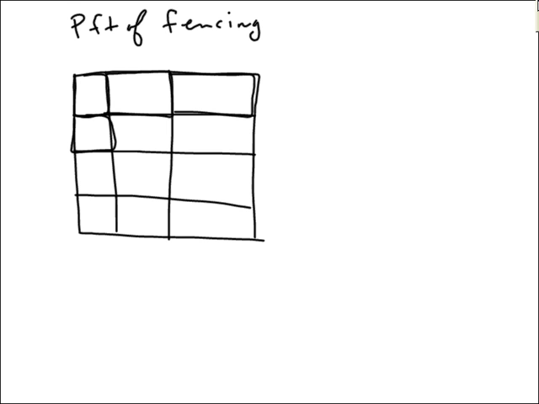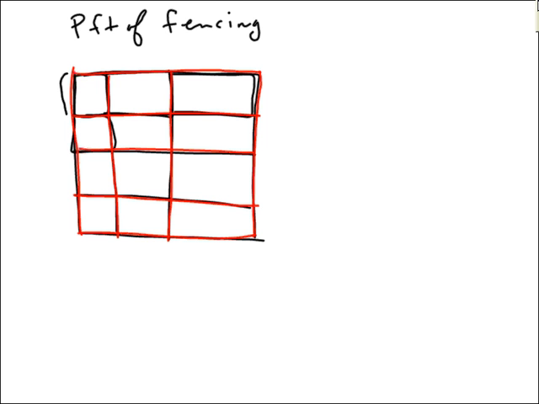Well, then what you need to do is you need to put a fence here, and a fence here, and a fence here, and another fence here, and a fence here, and here, and here, and here, and here. Okay, that's how many fences you need to put. And all you know is you have P feet of fencing. And you want to maximize the area.